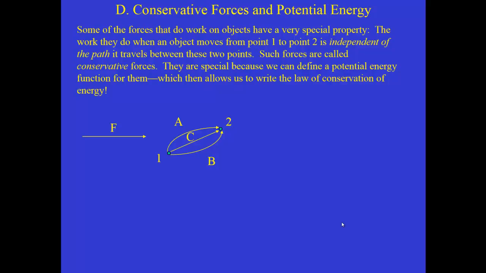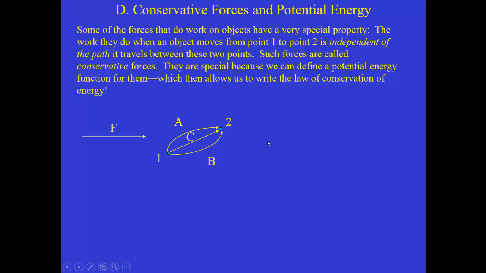So, this special kind of force is called a conservative force, and forces that have this property do work on objects that does not depend on the path that the object travels to get from the initial point to the final point. In other words, the work done is independent of the specific path and only depends on the starting point and the ending point.